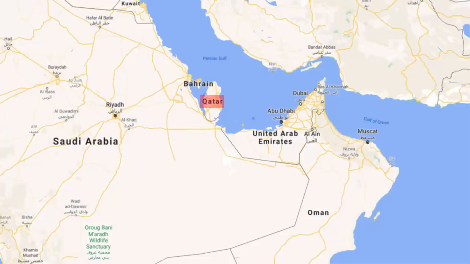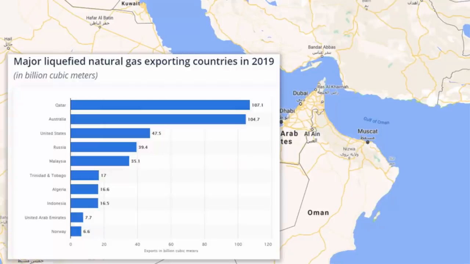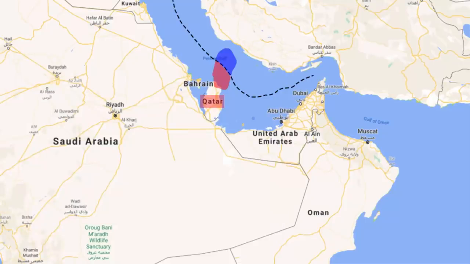Now you also have to understand that Qatar is one of the richest countries in the world per capita because it is the largest exporter of liquefied gas. Qatar gets its oil and gas from the fields in South Pars and North Dome, where it shares the oil and gas field with Iran.